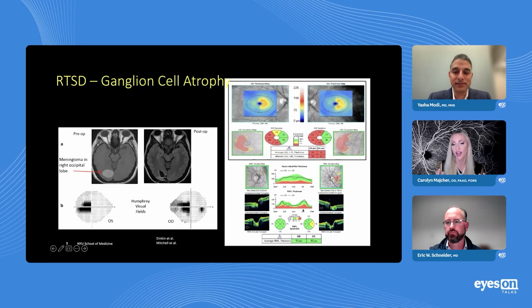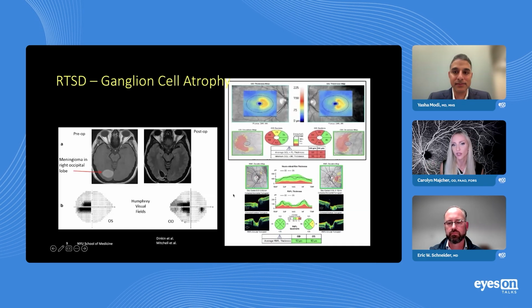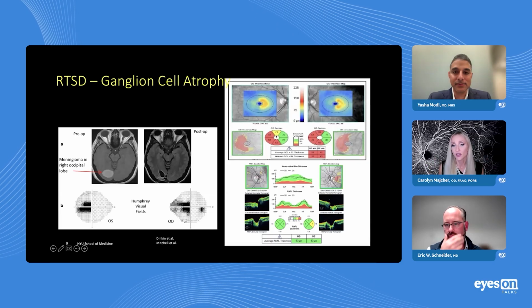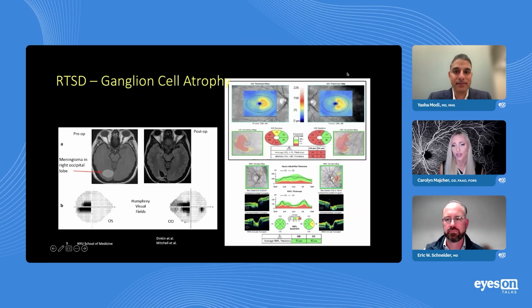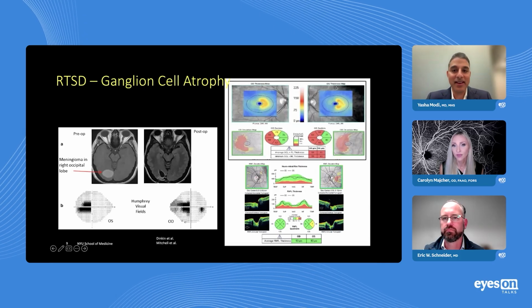I think that's another red flag that, when we have this horizontal NFL loss, it's likely something going on at the chiasm or behind and not something like glaucoma. Because I think there's a lot of patients misdiagnosed as having glaucoma that actually have, say, retrograde ganglion cell loss. Yeah, absolutely. I think so.